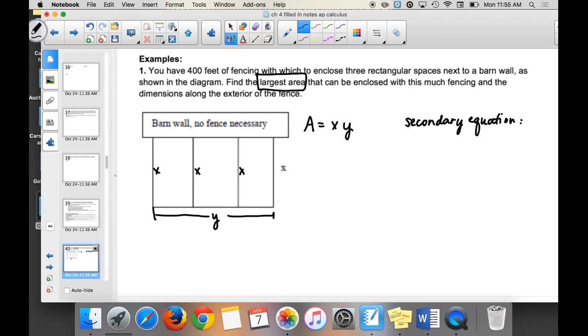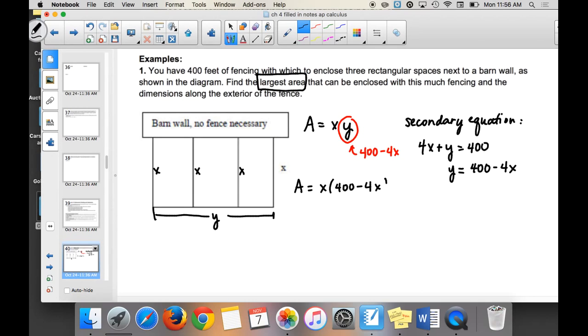Okay, so it says you have 400 feet of fencing. So what could our secondary equation be? Yeah, so you know that all of those pieces have to add up to be 400, right? So you could say that 4x plus y is equal to 400. You have 400 feet of fencing. So you're able to solve, like Olivia was saying, 400 minus 4x is equal to y. We go back to our equation that we're trying to maximize or minimize, and we replace that y with what it's equal to. We're replacing it with 400 minus 4x. So now we have an area equation that is all in terms of x. So it's 400x minus 4x squared.